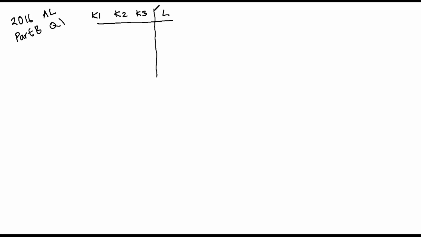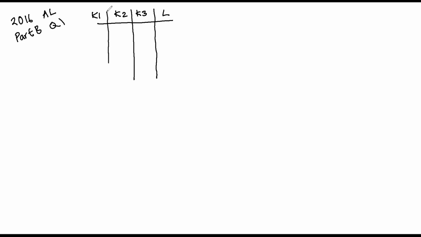So this is 2016 A level part B, question number 1, right? So first of all, we have given values K1, K2, K3, and then we have a lock. So this is what we have.